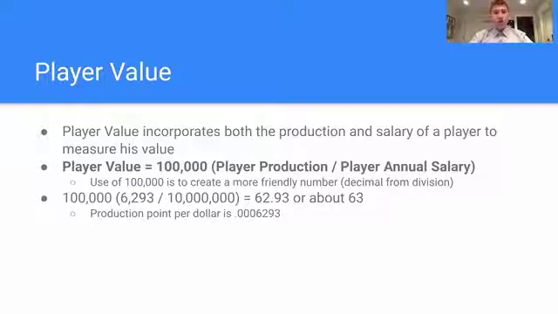The use of 100,000 is to create a more friendly number because the number from inside the parentheses is a small decimal. 100,000 times 6,293 of our player production from previous slide divided by a salary of $10 million is equal to 62.93, or about 63. This value indicates the production point per dollar is 0.0006293.